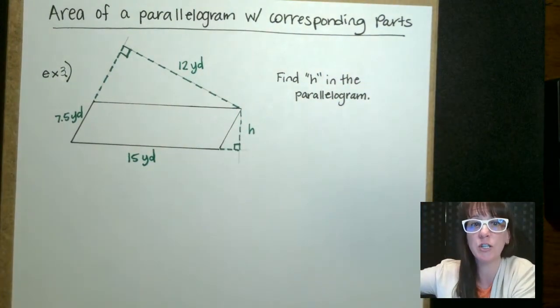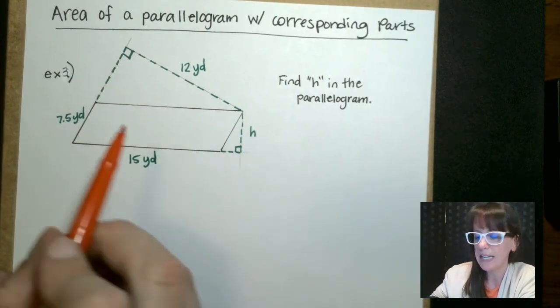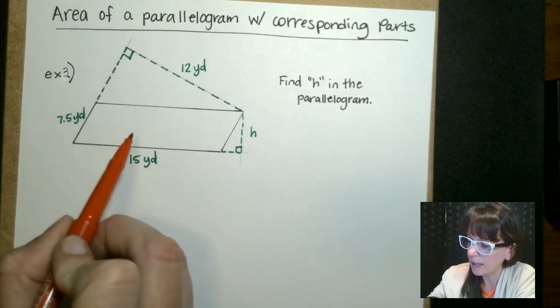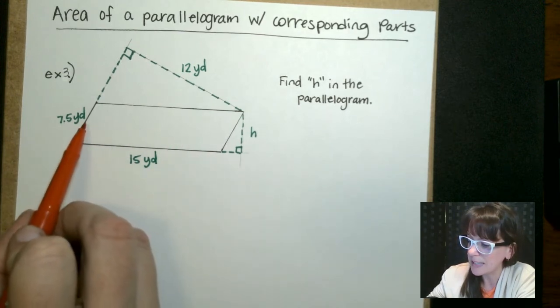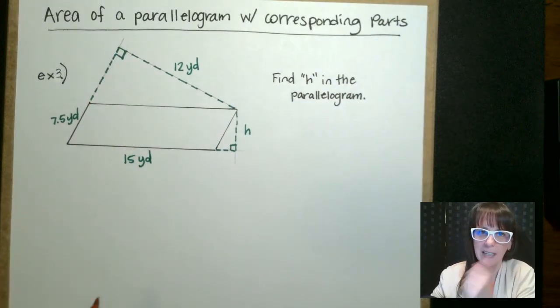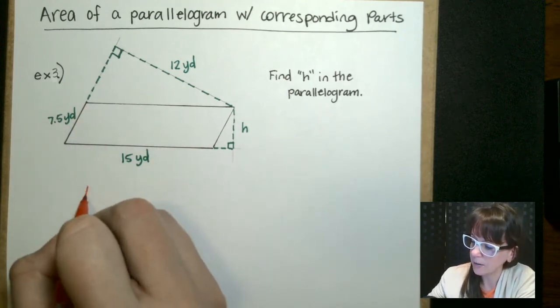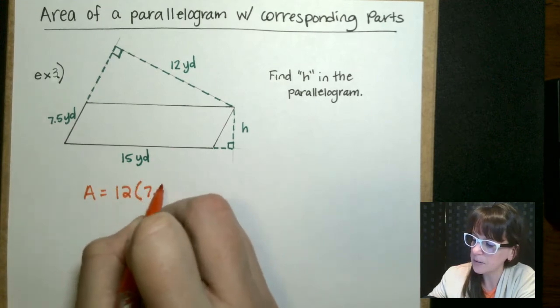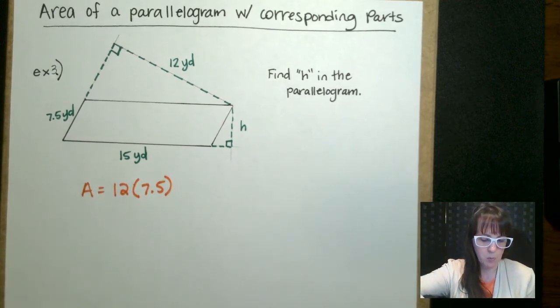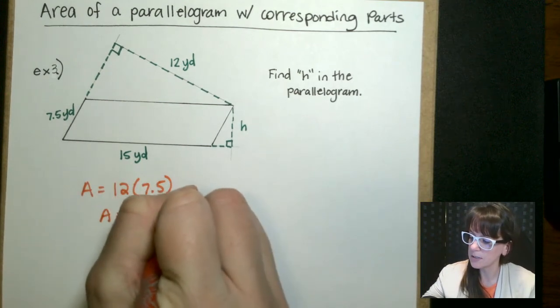Let's try one more. All right, we've got this guy right here. We want to find the h in the parallelogram, this height right here. So the first thing that we can do is take this 12 and slide it down so that it makes a right angle with this side. Sliding it down, I'm going to totally mess up this beautiful drawing if I do that. So if we slide that down, we get our height of 12, so the area equals 12 times 7.5. And 12 times 7.5 gives me 90. So our area equals 90 yards squared.